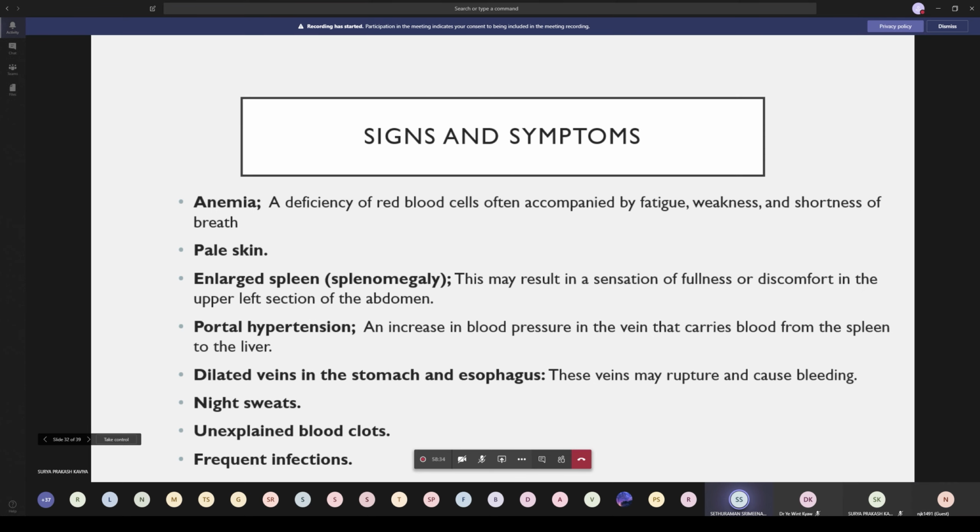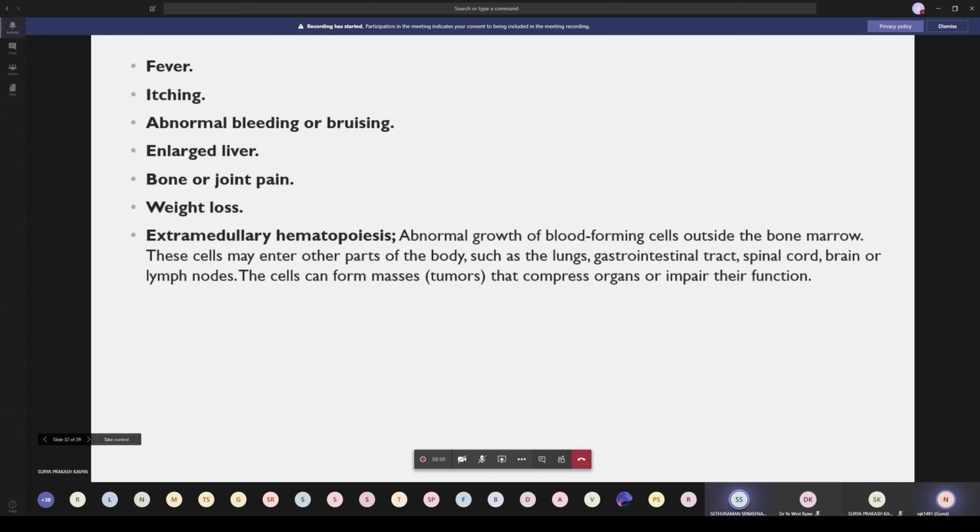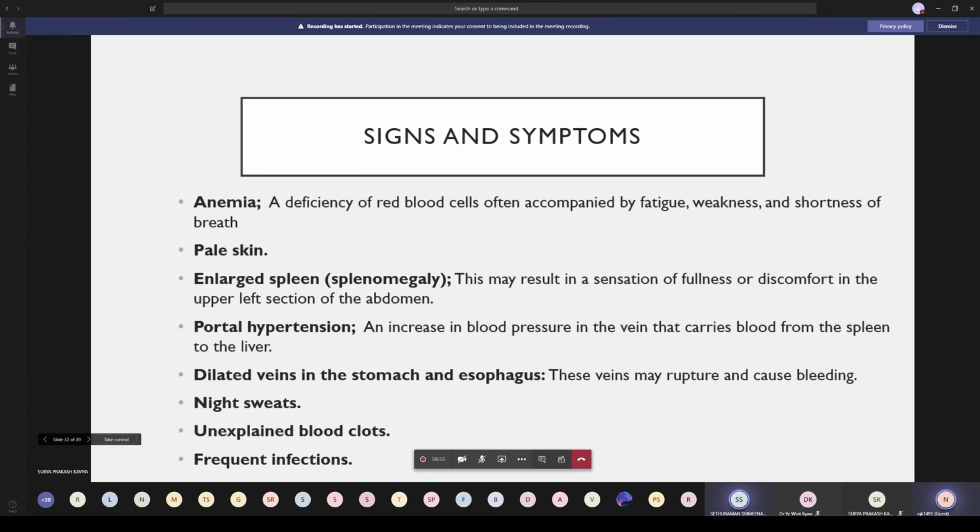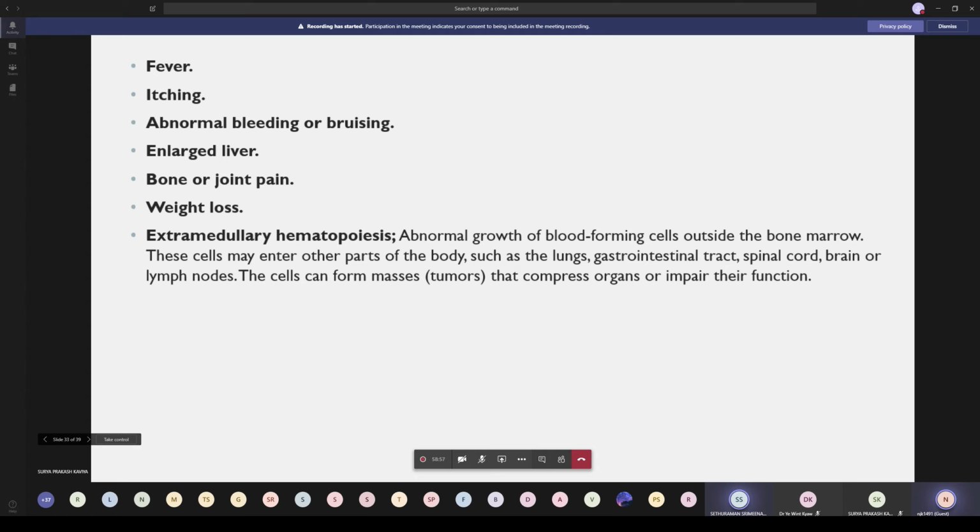Signs and symptoms, the clinical features. Anemia, pale skin, enlarged spleen, portal hypertension, night sweats, dilated veins in the stomach and esophagus, and even frequent infections may occur. It also has low platelet counts, immune abnormalities, hypermetabolic states, bleeding, even weight loss, extramedullary hematopoiesis.